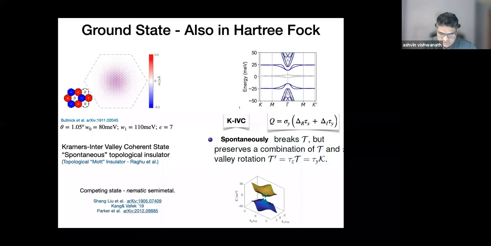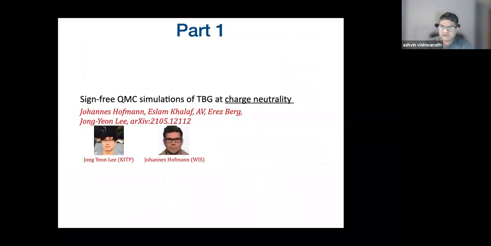Okay, I should also mention there was a very close competing state, which we called a nematic semimetal, where you spontaneously break rotation symmetry, or if you have strain, the strain breaks it for you. With very tiny amounts of strain, this state would win compared to the KIVC. And so this may be relevant to explaining some of the experiments. So there are these other competing states as well that I should mention. Okay, so this was the lightning review of the background. So now let me go to my results.